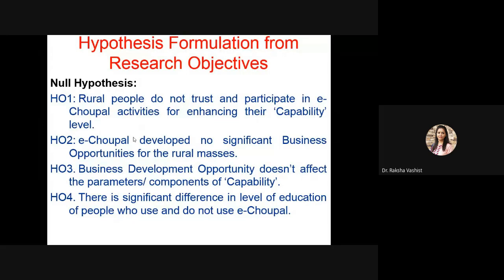There is no significant difference in the level of education of people. You can also make it on the basis of gender, that there is no significant difference in the level of awareness among male people as well as female people. There is no significant difference in the awareness level of people whose income is below this and whose income is above this, right? So it totally depends on the research and the nature of research.